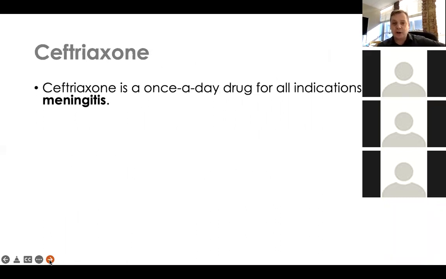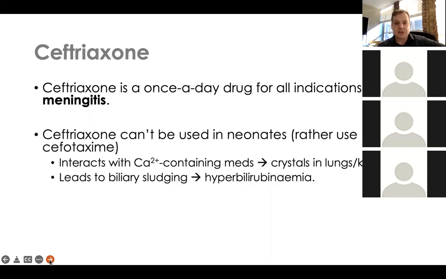Ceftriaxone is worth talking about on its own because it's a little bit different to the others. It's once a day for all indications, but not meningitis. The dosing you're going to use in meningitis is always going to be twice a day and higher dose. It can't be used in neonates, so cefotaxime is better there, both because it interacts with calcium, forming crystals, and because it can lead to biliary sludging, which causes hyperbilirubinemia, which in neonates can cause kernicterus.